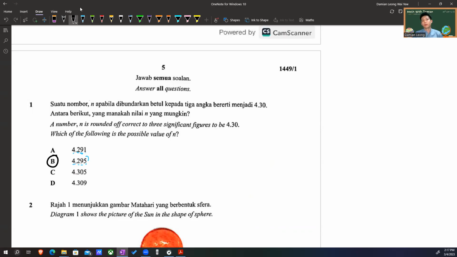C is not, because you round up to 4.31. Same goes for D. It will also round up to 4.31 because it's 5 and above. So it rounds up.